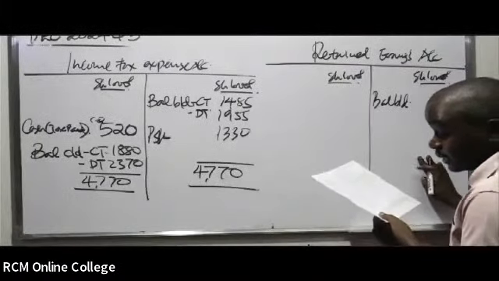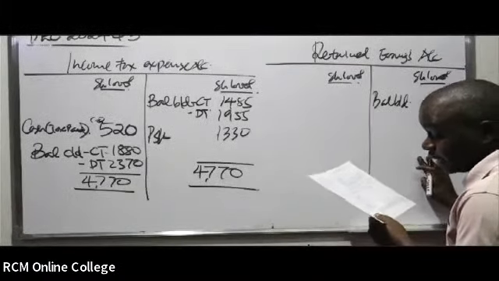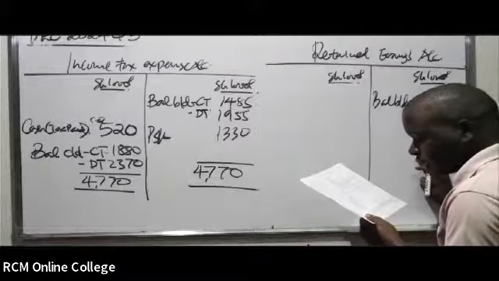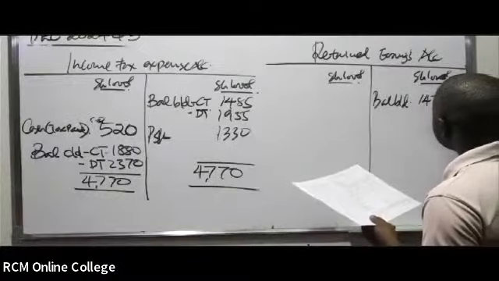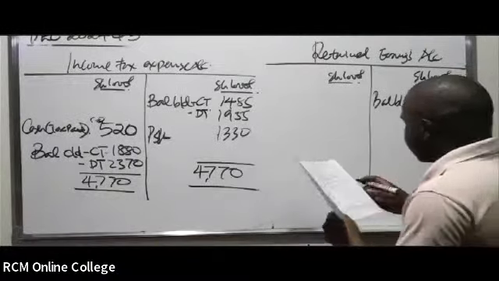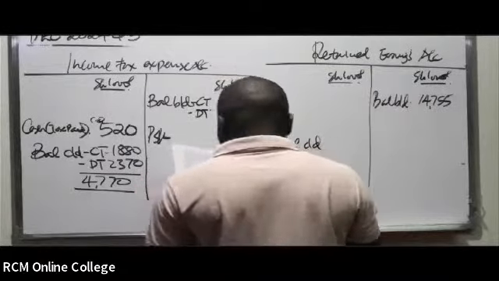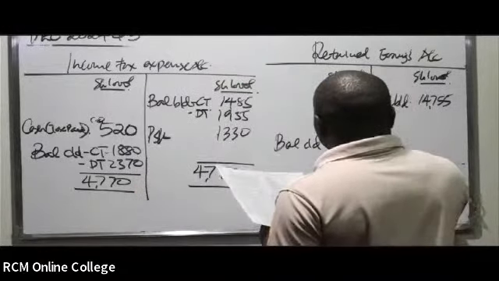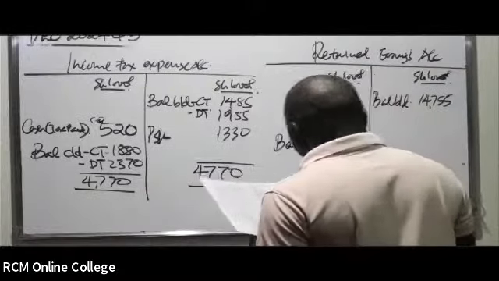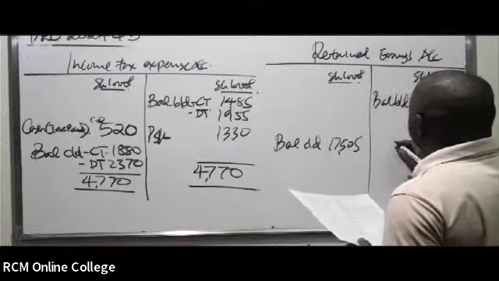Millicent, are you having to see it? Is giving us a figure of what? 14,755. Well, in this case, at the end, we have a balance carried down in the retained earnings of a figure of 17,505.